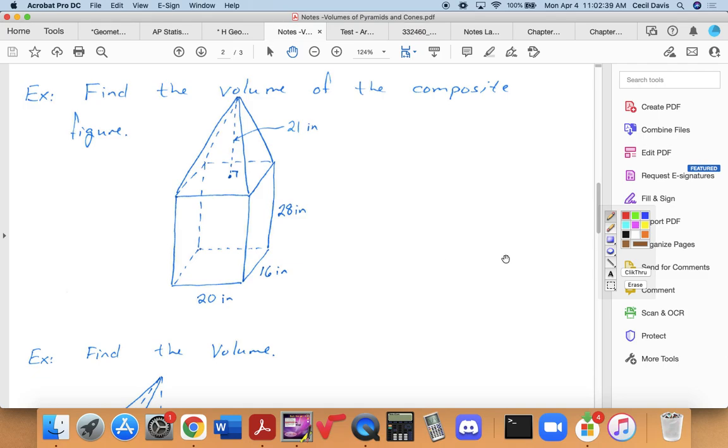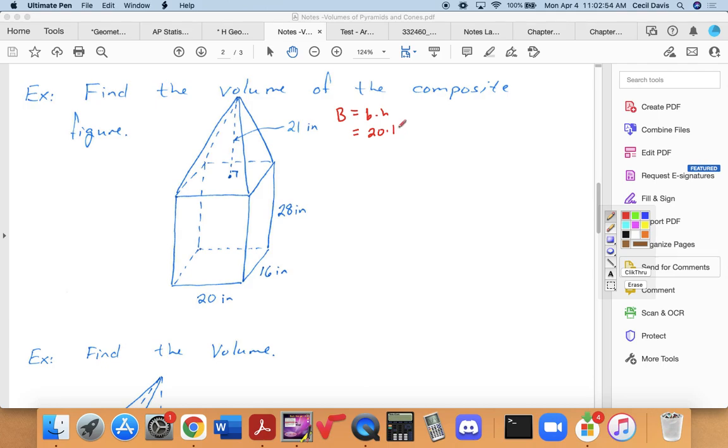All right, so let's find the volume. So for both of these, we need the area of the base, and it's the same base for both. So we'll do base times height of the base. So it's 20 times 16, which is 320. And I tend to mark them like this. This is the volume of the pyramid. So it's going to be 1/3 of the area of the base times the height of the pyramid.